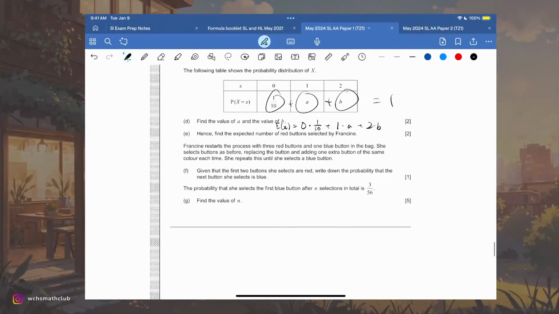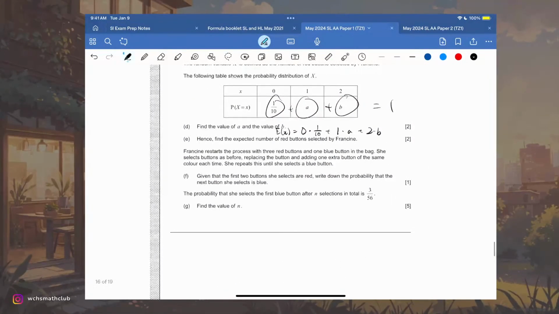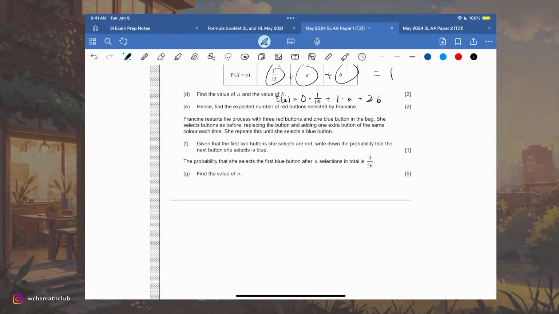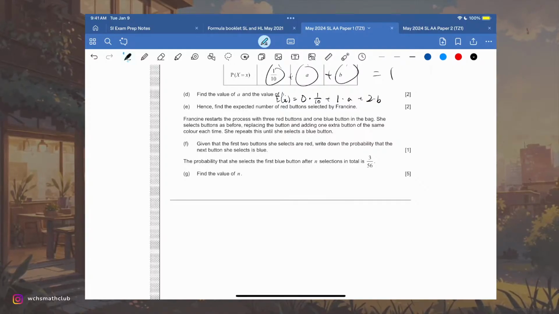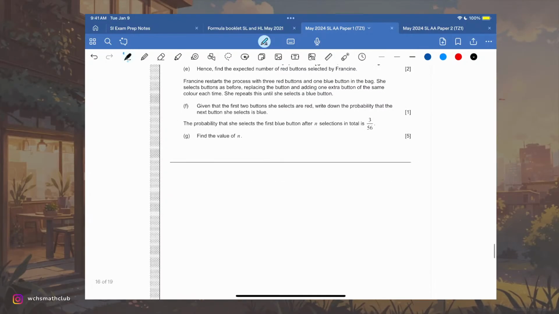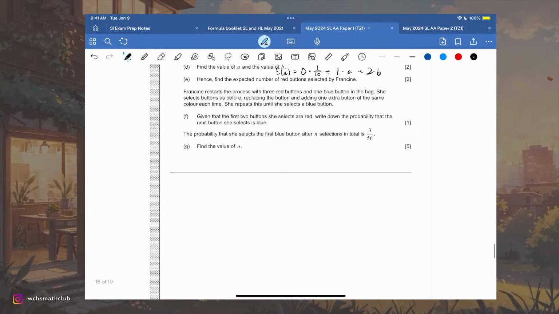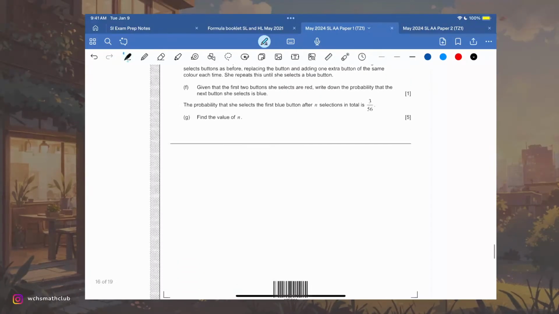Now, looks like we have 6 marks left to go in this question. Basically, this paragraph says that we have the same process happening, but instead we just keep on going until we find a blue button. So, question F tells us that given the first 2 buttons she selects are red, write down the probability that the next button she selects is blue.